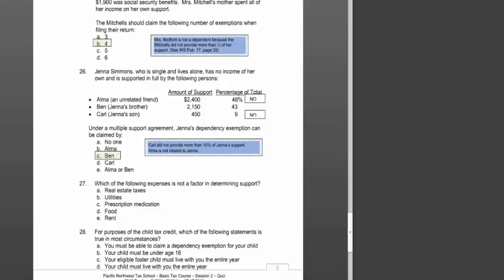Let's take a look at Carl, Jenna's son. So he's related to Jenna and does not have to live with her, but he did not provide at least 10% of Jenna's support. So he is not eligible to claim Jenna's dependency exemption. So the answer to this question is C, Ben. He is the only one in this situation who would qualify to claim the dependency exemption.